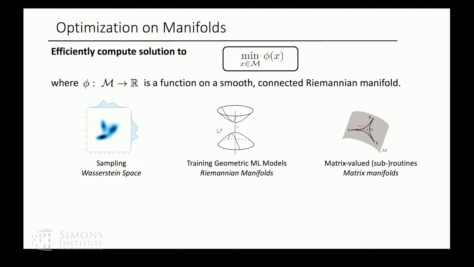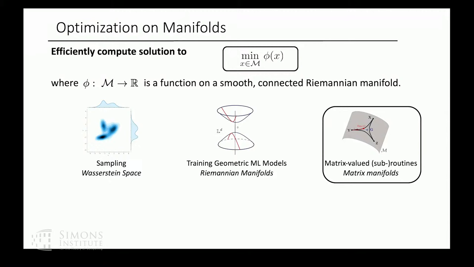You might also sometimes want to train machine learning models on geometric domains, so on data that has a geometric structure. That field is called geometric machine learning, and the optimization of the training loss could be viewed as a Riemannian optimization problem. And then a third class of such problems, which are the examples that we will see in this talk, are problems that involve matrix-valued functions, where those matrices have a geometric structure that we can parametrize as a Riemannian manifold.